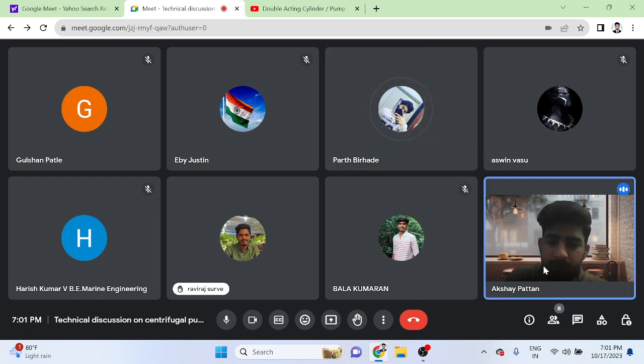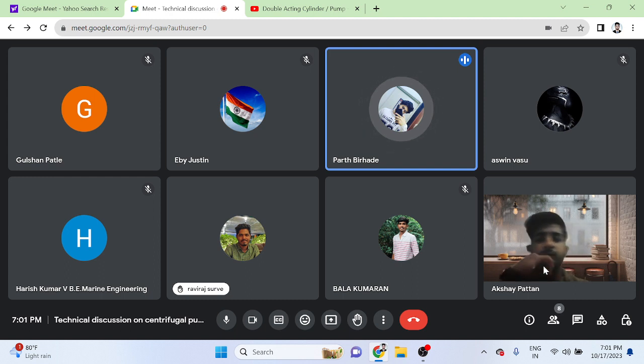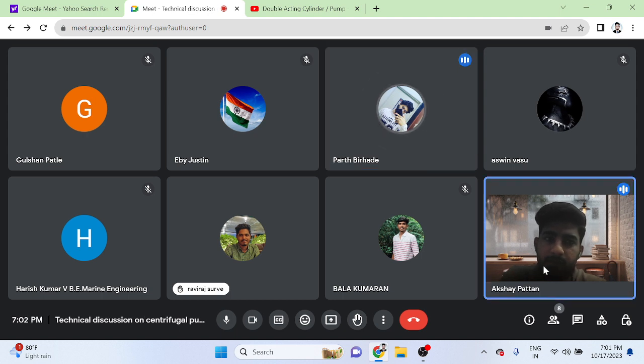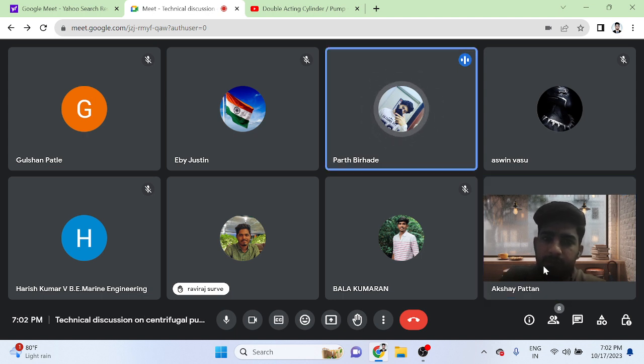And positive displacement pumps are mostly self-priming pumps. Centrifugal pumps can be self-priming also, but mostly they require priming because of the cavitation and all. So these are some of the differences. And one difference I forgot in construction: the casing of the centrifugal pump is volute casing, and the positive displacement pump casing is cylindrical shape, or we can say rectangle.